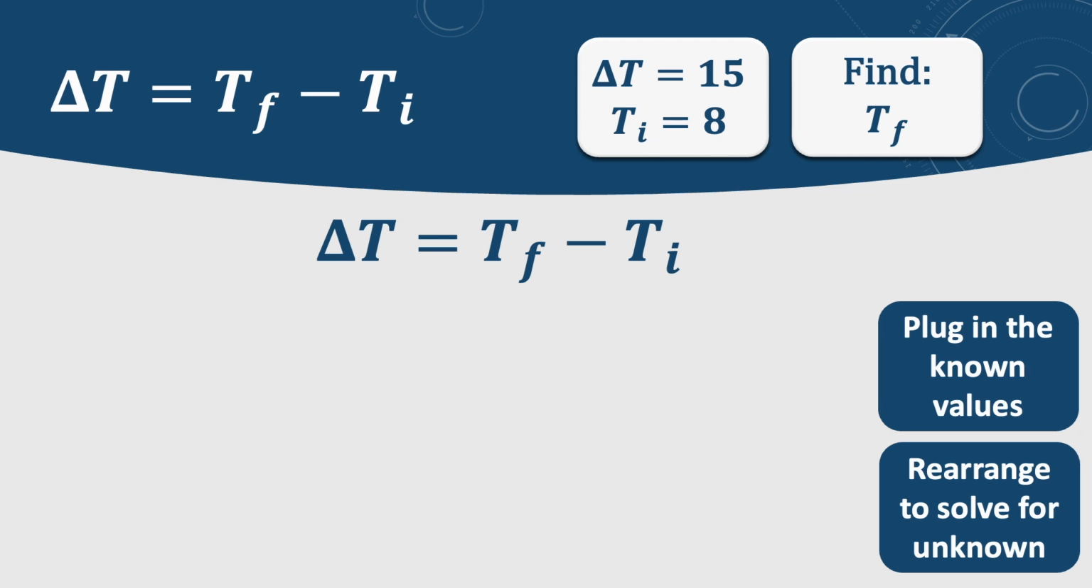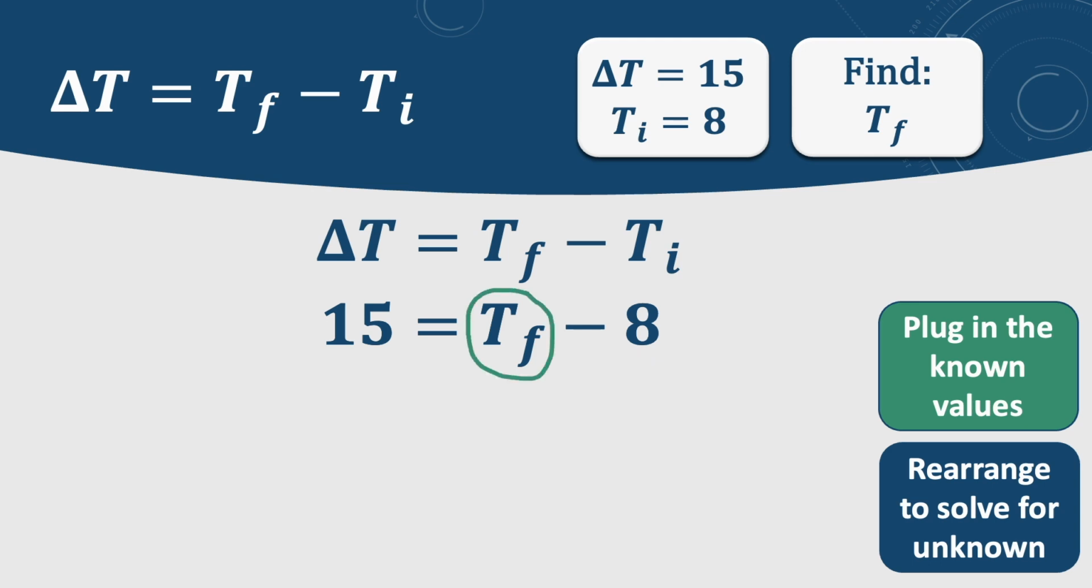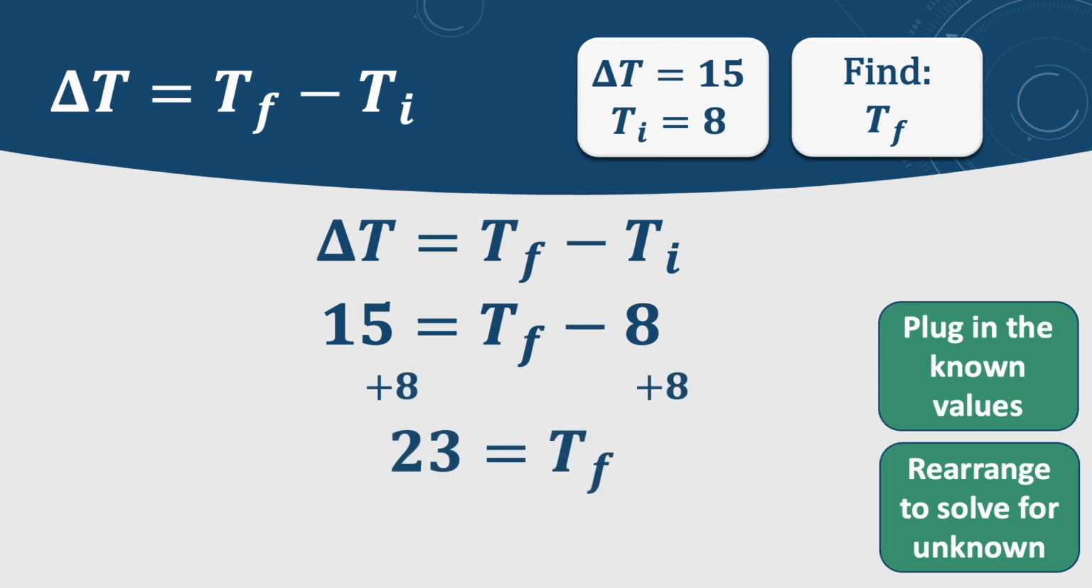Our next equation deals with delta T, which is T sub F, final temperature, minus T sub I, initial temperature. First, we plug in the known values. Delta T equals 15 and T sub I equals 8. We want to solve for T sub F, which is the only variable left. So now it's time to rearrange the equation so we can isolate T sub F and solve for it. The only operation occurring on the same side of the equation as T sub F is subtraction, which we can undo with addition. What we do to one side of the equation, we also do to the other side. So we add 8 to both sides. We get 23 equals T sub F, or T sub F equals 23.